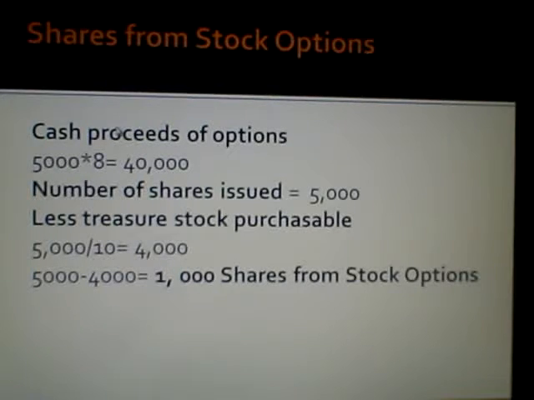To determine shares from the stock options, you would take the 5,000 shares that were granted times the $8 per share, giving you a total of 40,000. The number of shares that were issued, again, was 5,000. You would take this amount, the 5,000, less the treasury stock purchasable, which is the 40,000 divided by the market value of $10, giving 4,000. So the additional shares from stock options are 1,000.